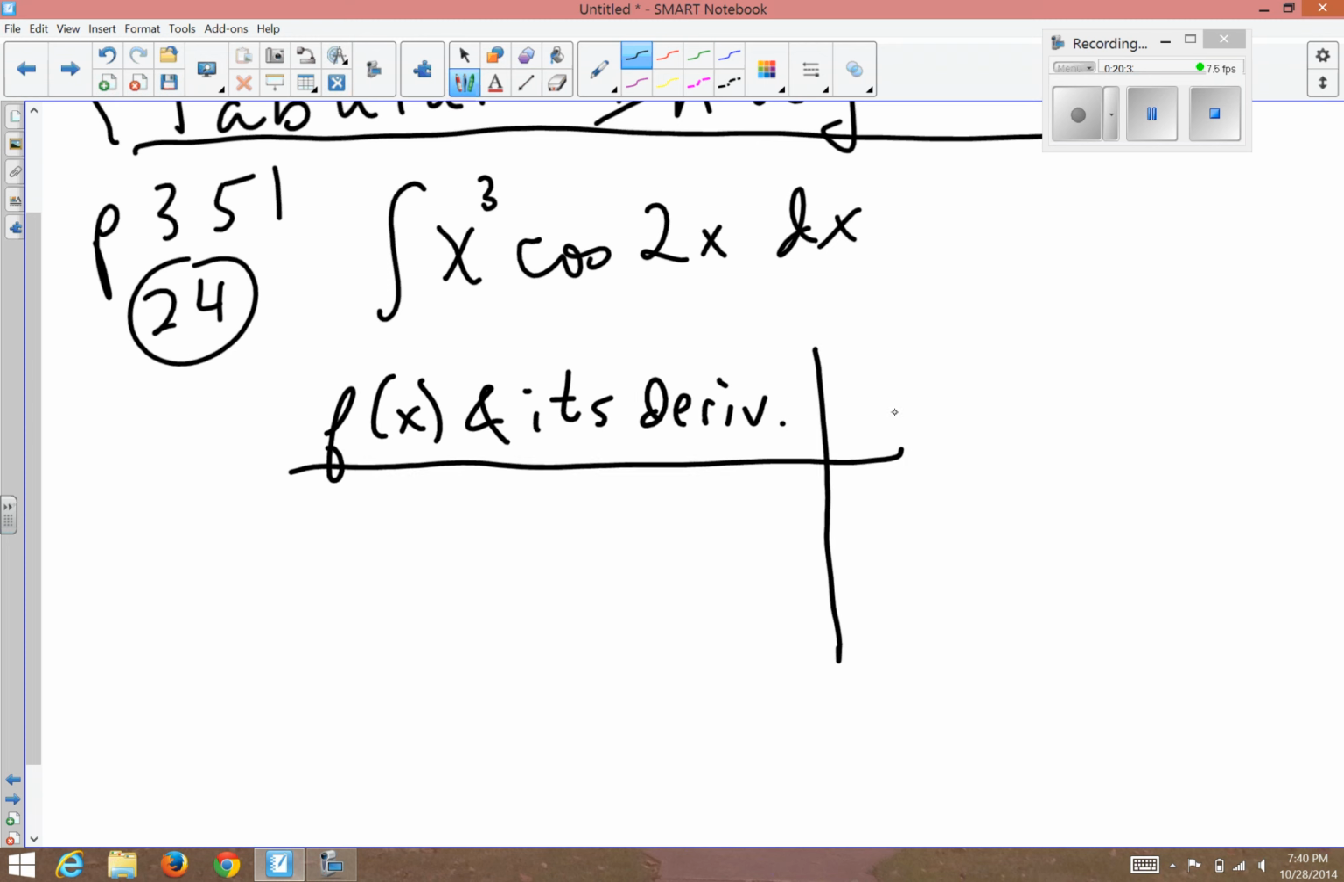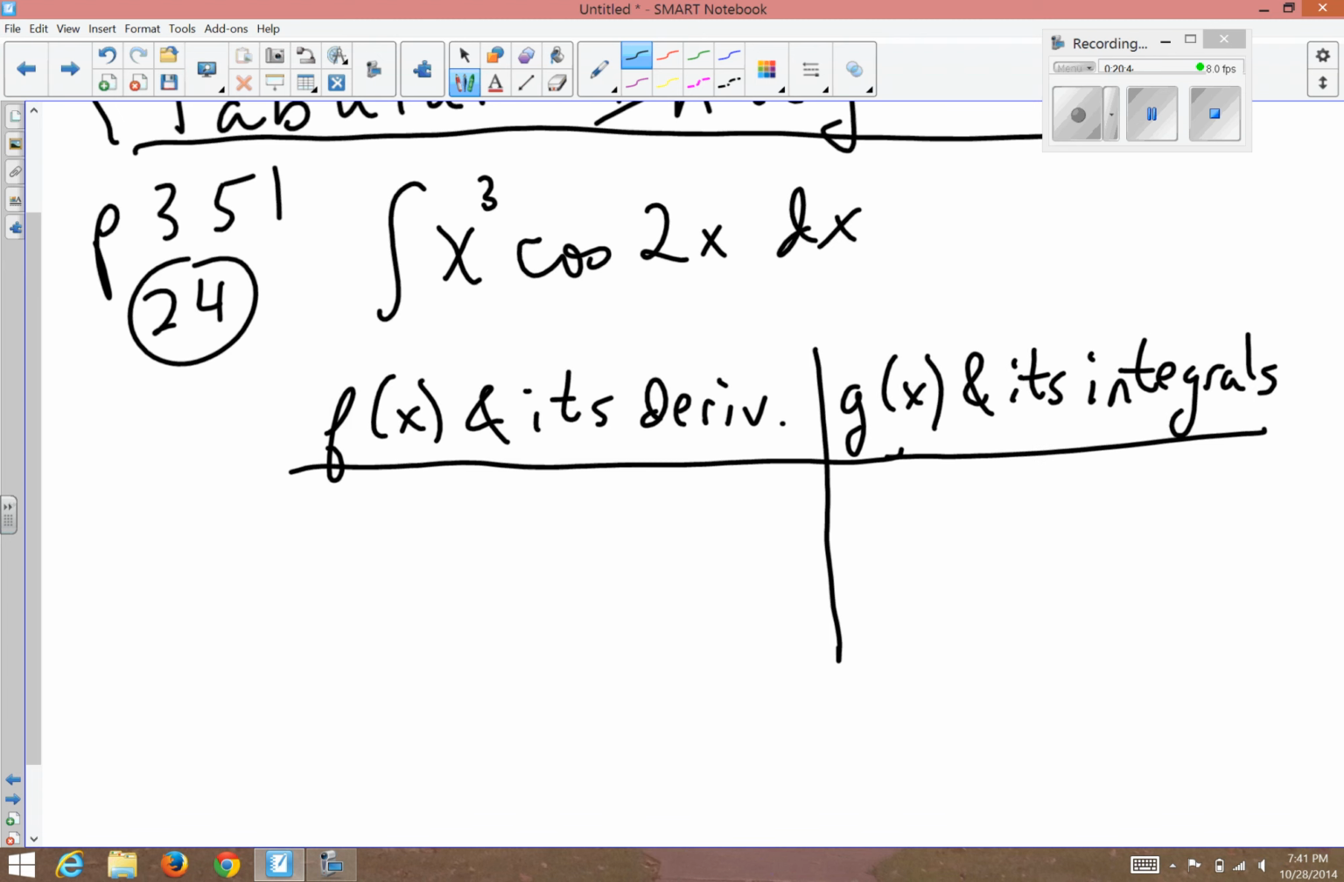And the heading of the other column is g of x and its integrals, or antiderivatives. I'm going to say integrals. So we have these two functions here, one in purple and the other one underlined in green. One of them is going to start out the f of x column, and whatever we pick for the f of x column, when we repeatedly take its derivatives, we need it to end in a zero.